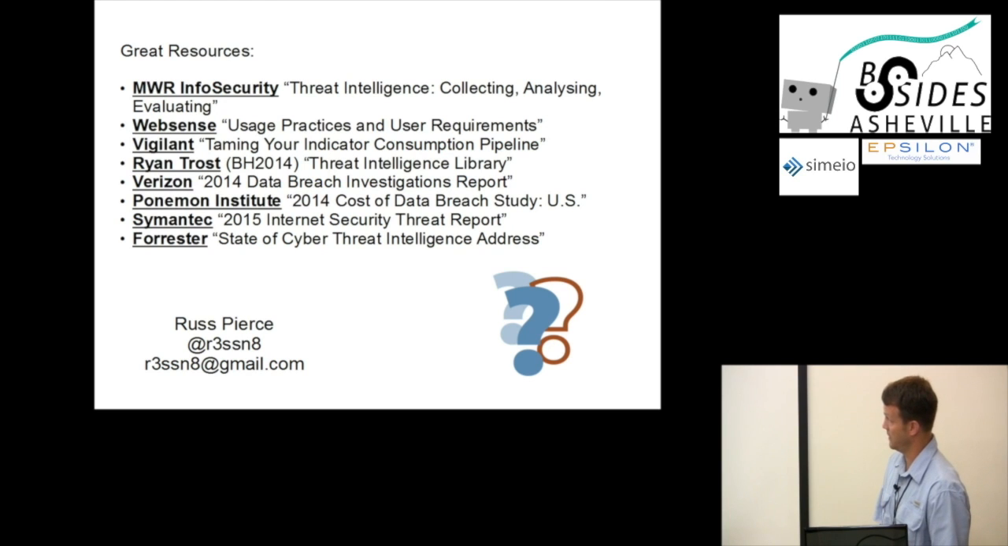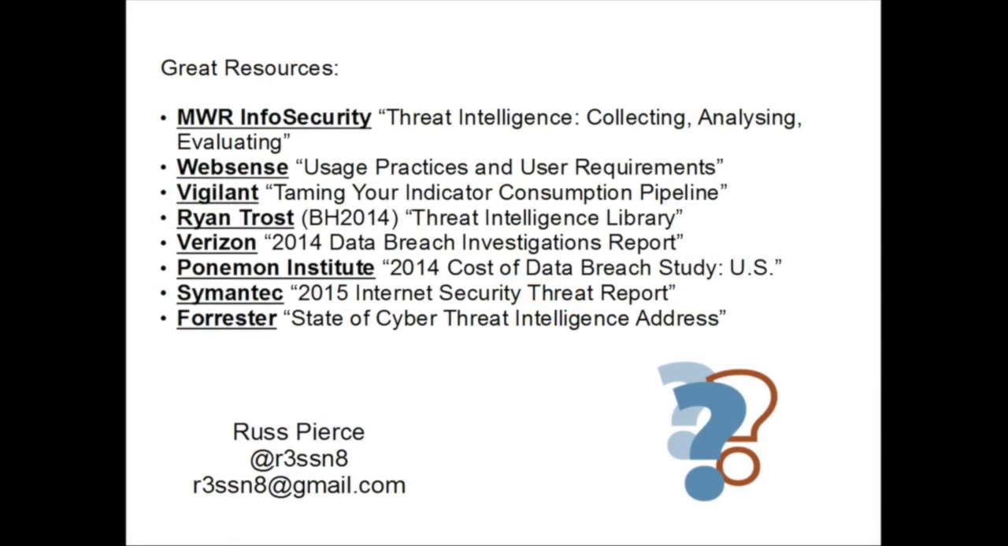There's several of the references that I used on here. The Vigilant one, the third one there, is the Ryan Stillions one, where he goes through a discussion of all the different data and where to get it and the process. The Ryan Trost one was the Black Hat one I mentioned. And the other ones, the first one, if you haven't read any white papers on threat intel, that MWR white paper up there at the top is probably one of the best when it comes to describing what threat intel is.